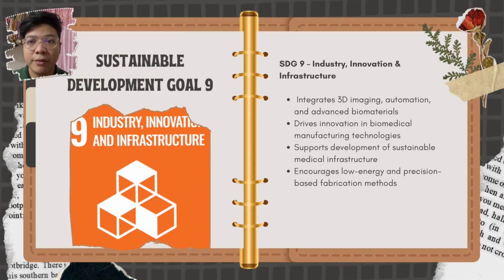Next is Sustainable Development Goal 9, which emphasizes industry, innovation, and infrastructure. Bioprinting represents a major technological advancement by integrating 3D imaging, automation, and advanced biomaterials into medical manufacturing. This technology drives innovation in the biomedical industry by enabling the production of customized tissue and implants with high precision. Compared to conventional manufacturing, bioprinting uses low energy and high-control processes, making it more efficient and sustainable.